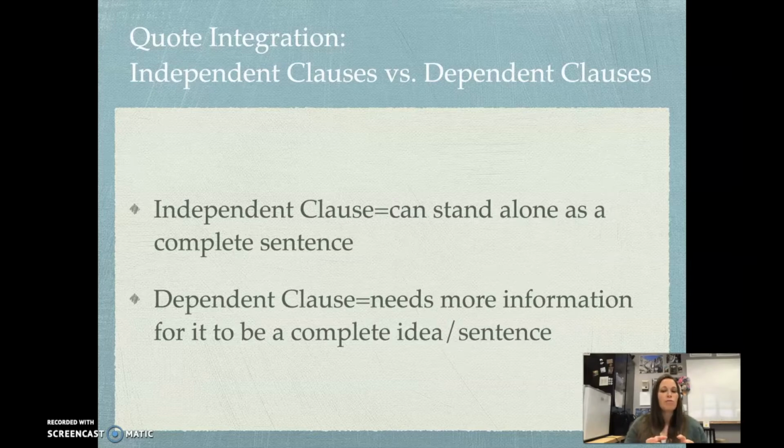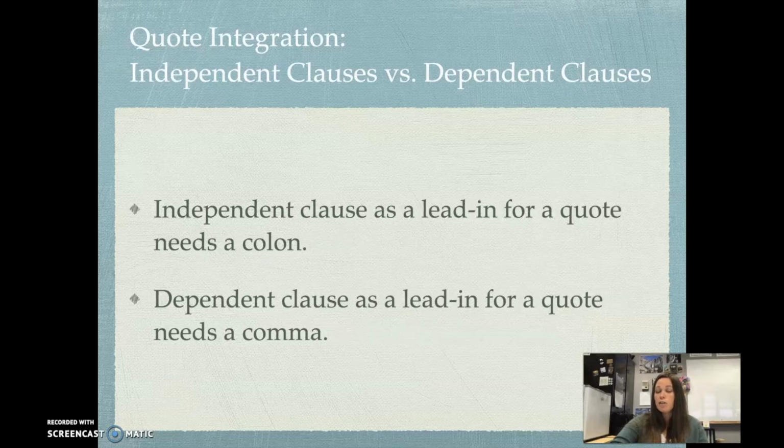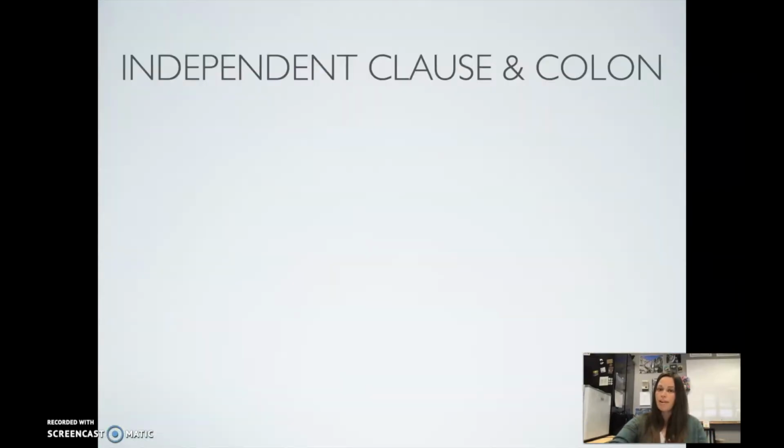a sentence by itself. It needs more information for it to be a complete idea or sentence, and I'll show you an example in just a moment. But before we start, just understand, as far as punctuating things, if you're going to use an independent clause as a lead-in for a quote, you need a colon. If you're going to use a dependent clause as a lead-in for your quote, you need a comma. Okay, so independent clause, colon; dependent clause, comma. Now, I'll show you some examples of independent versus dependent clauses in just a moment, starting with an independent clause.